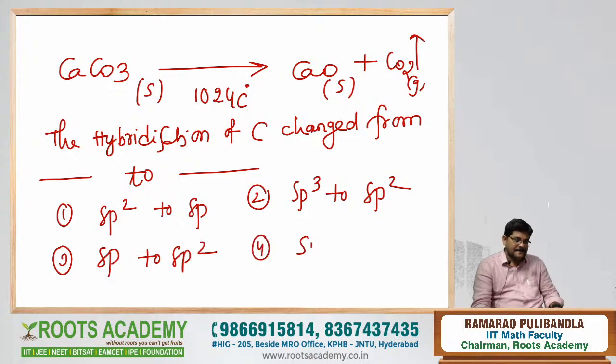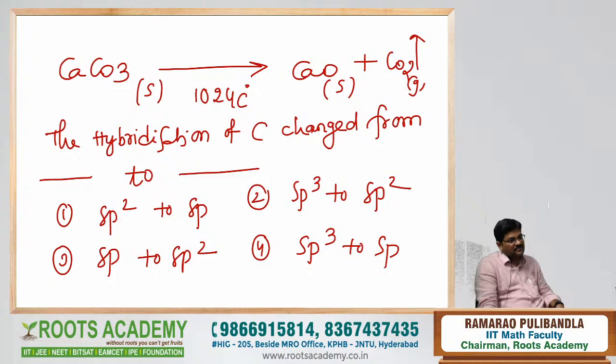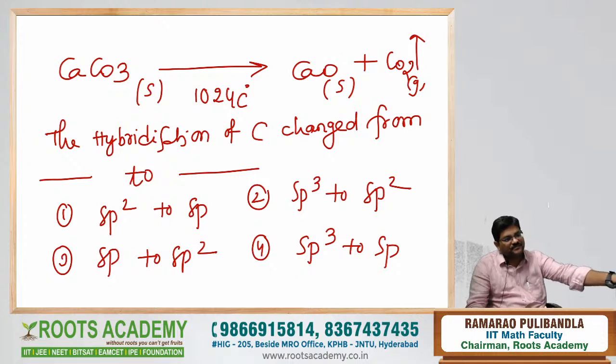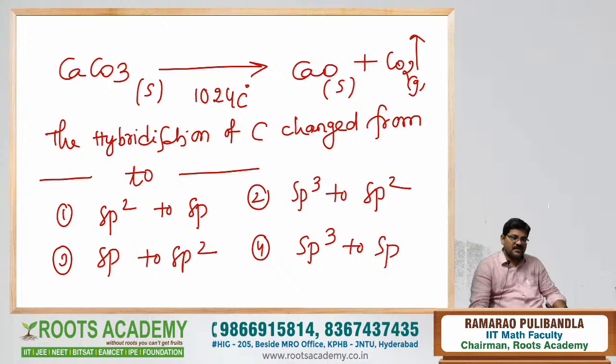See the question once again. Limestone heated to a temperature of 1024 degrees gives rise to CaO solid plus CO2 gas. The hybridization of the carbon changes from dash to dash. Tell me your answers. I will give the options: sp3 to sp, sp3 to sp2, sp2 to sp2, sp3 to sp. Please tell me your answers regarding the options. Simple logic is there. First you think about it.